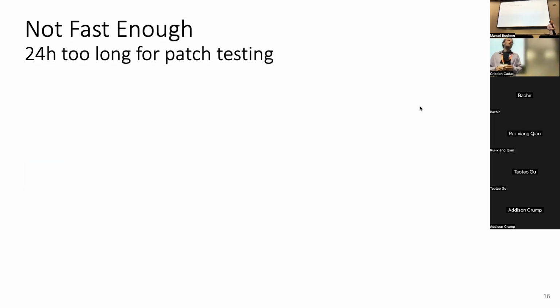Another limitation that we have, and this is a big challenge, is that we're not fast enough. If you look at most of these fuzzing campaigns, you're expected, as you know, with the fuzzing guidelines and so on, to run for 24 hours, right? Or in the case of OSS Fuzz, 23 for some strange technical reasons. And I think that's definitely not fast enough for patch testing.